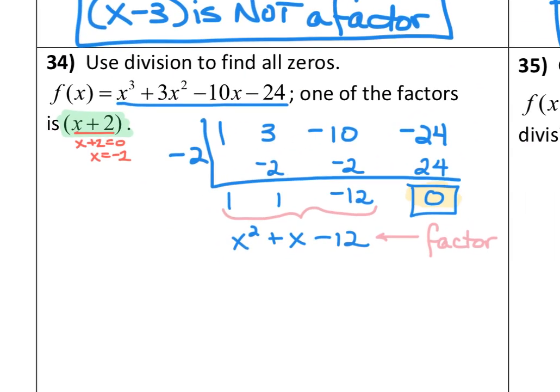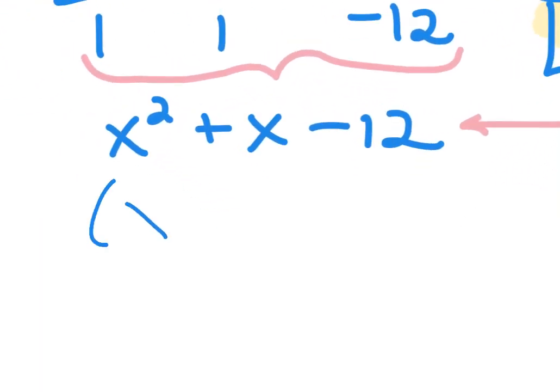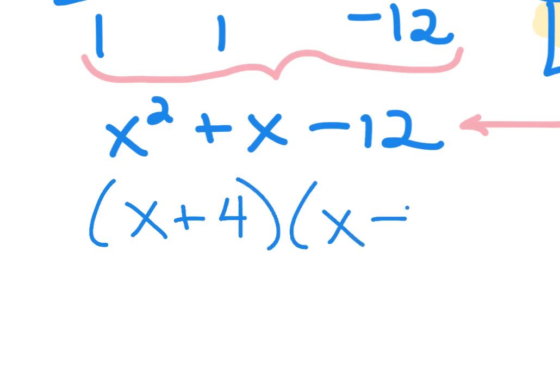because it says use division to find all the zeros. Once you get down to a quadratic, you're going to want to factor the quadratic so that you can find the rest of the zeros. This is one of your zeros. And then factor x squared plus x minus 12. And I get x plus 4 times x minus 3.